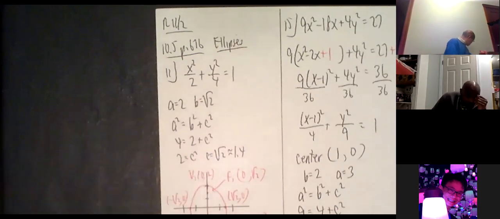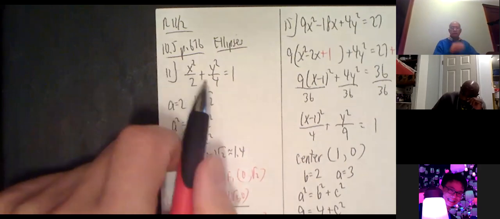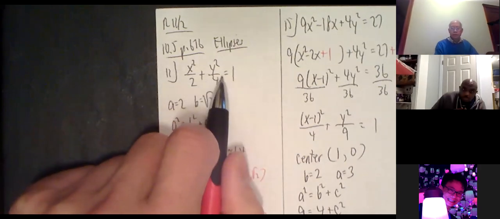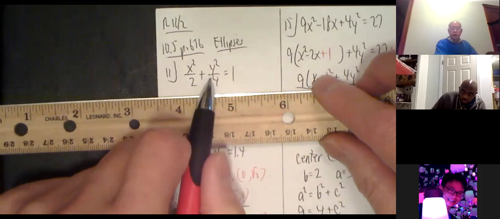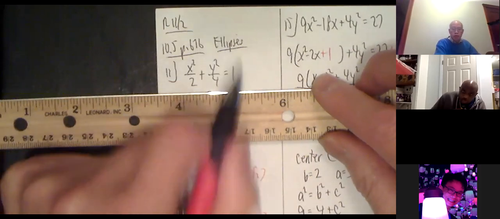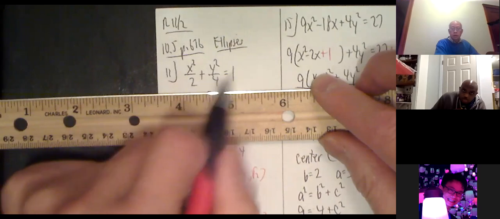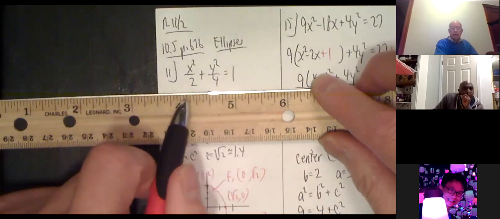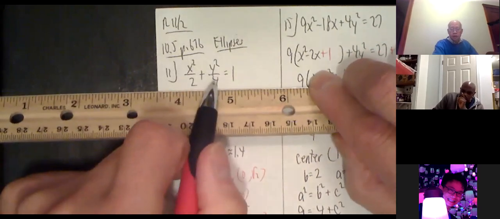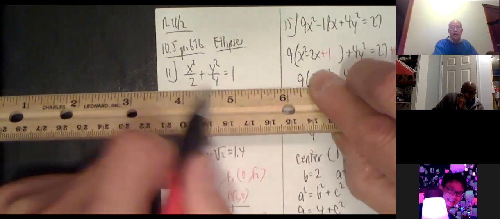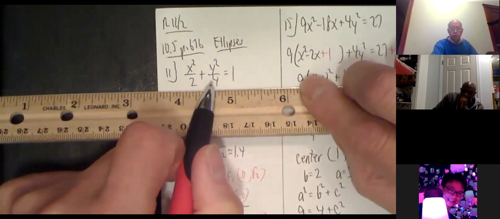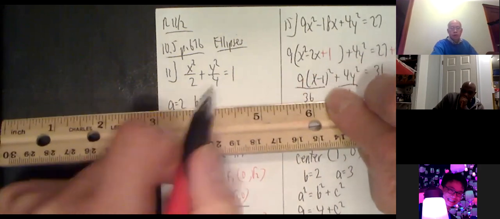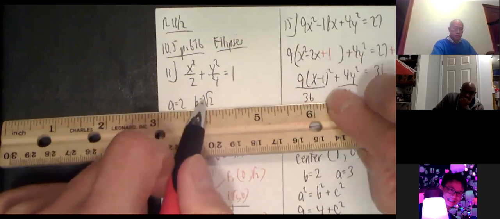Okay, so number 11: x squared over 2 plus y squared over 4 equals 1. The first thing I notice is which is the larger number. Well, 4 is larger, so that automatically tells me it's bulging vertically. It'll look like this. a goes with the larger number, so this one's my a. This one's my b. It's actually the square root of these. So a is the square root of 4, which is 2. b is the square root of 2.